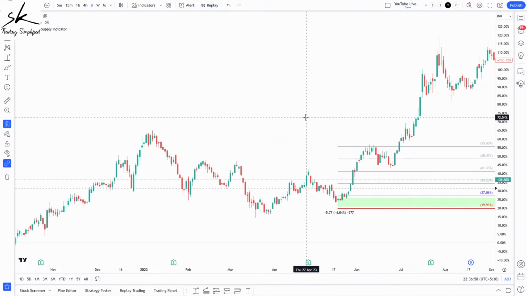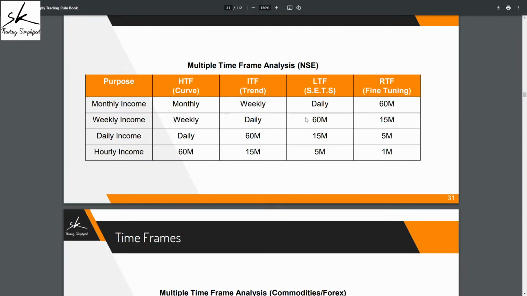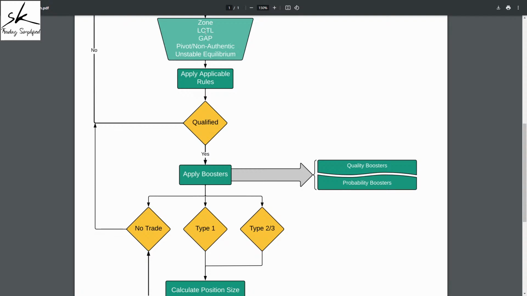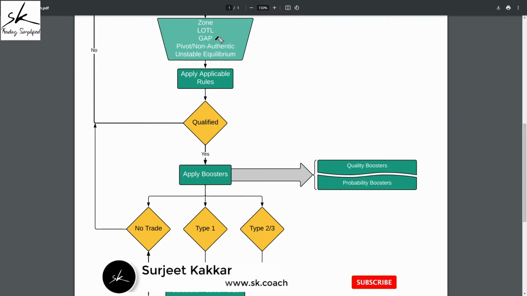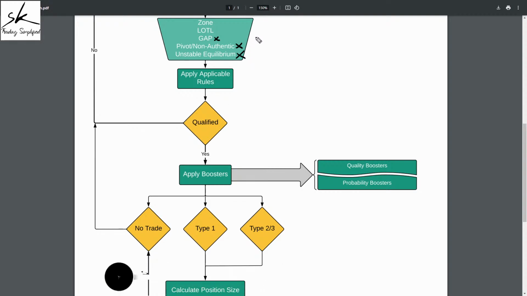Right, so my condition number one, which we wanted to verify, was: is this a case of level on top of level? The answer is yes. Whatever modification was required, we have made that modification. This zone is not because of a gap. Gap rules will not apply. Pivot non-authenticity is again not applicable because it's a rally-based rally structure, and unstable equilibrium is also not applicable. So after looking at all the applicable rules, is the zone qualified? The answer is yes, because none of these conditions disqualified the area for us. So this area is definitely qualified for us.